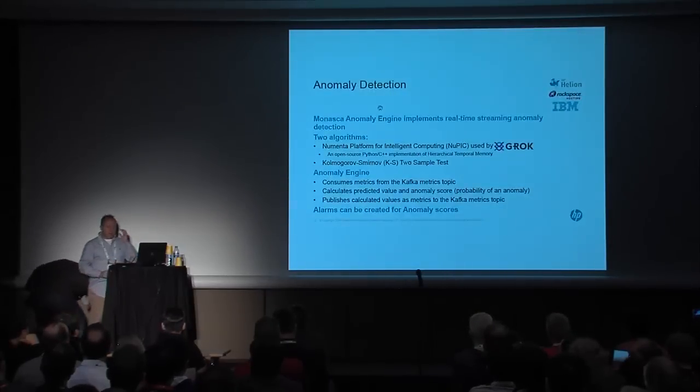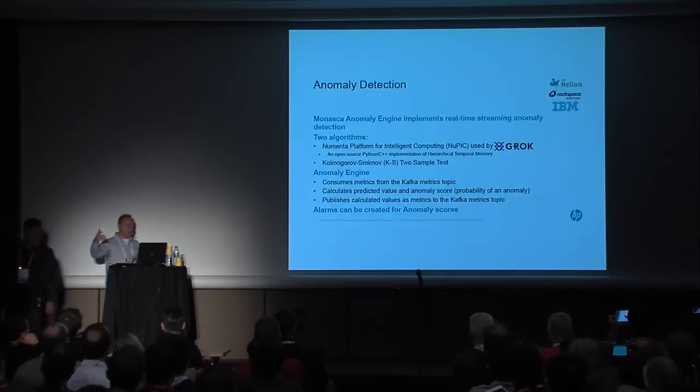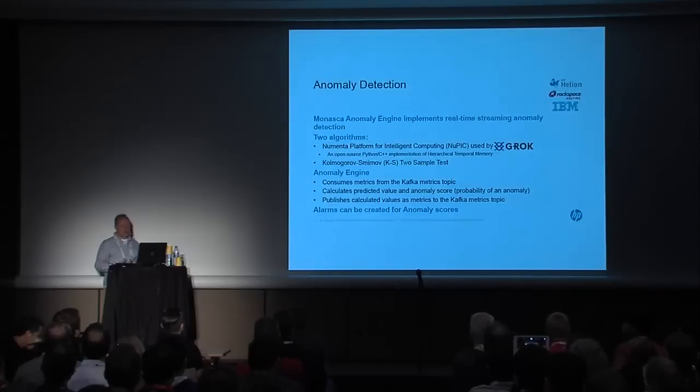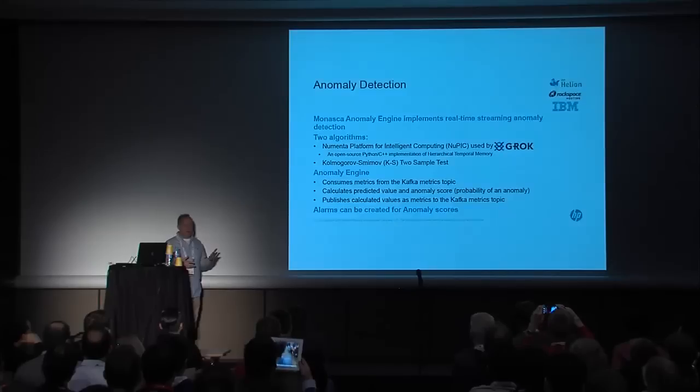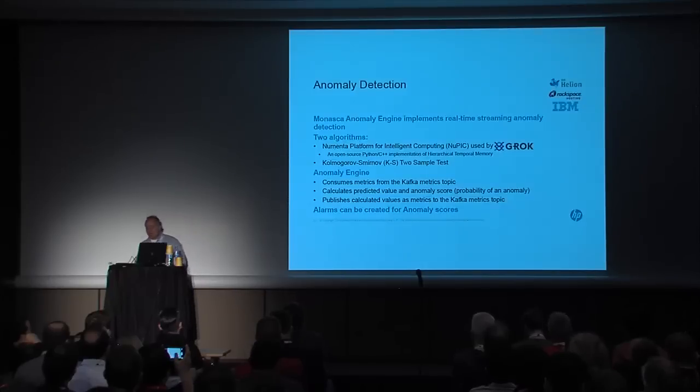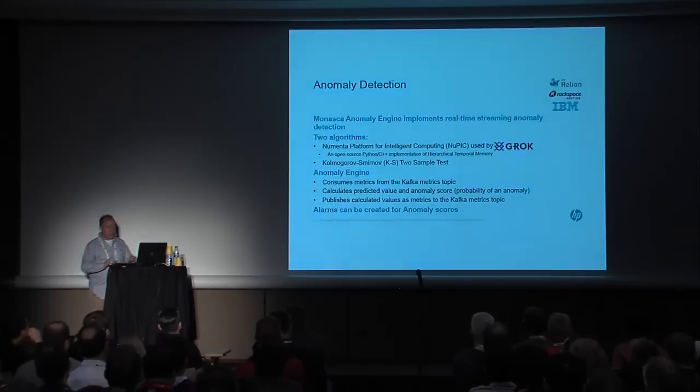Okay. Anomaly engine. So in that last slide, you saw there was anomaly engine way on the side there. So anomaly engine, what does this thing do? It implements real-time streaming anomaly detection. This basically is a consumer of metrics and a publisher of metrics. Very simple. What happens inside of that anomaly engine is very complex. But the integration into Monasca was very simple. We don't have an anomaly API, but when we figure out the microservices component, we'll have an anomaly API for controlling that. This thing can operate today without any interaction.